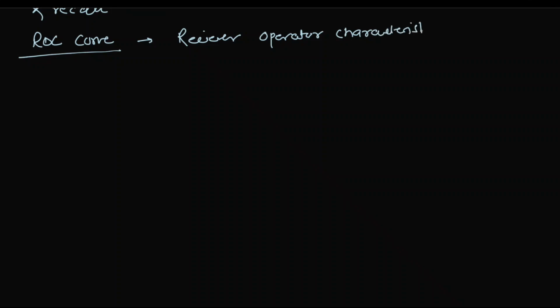Now the second is the ROC curve. ROC curve is used for classification models, where some problems face issues with accuracy. What is the long form of ROC? ROC stands for receiver operator characteristic. It is a curve where the x-axis is FPR, that is false positive rate, and the y-axis is TPR, that is true positive rate.